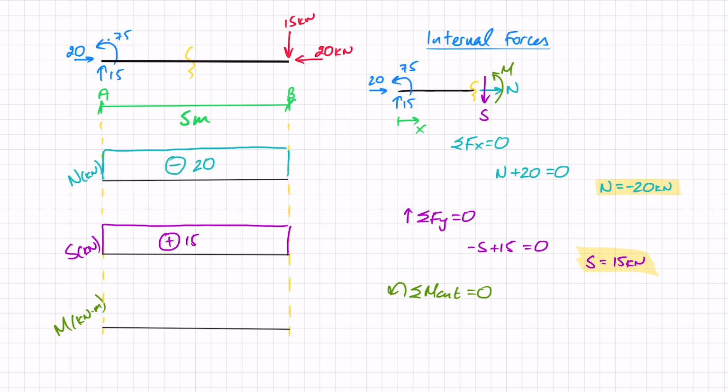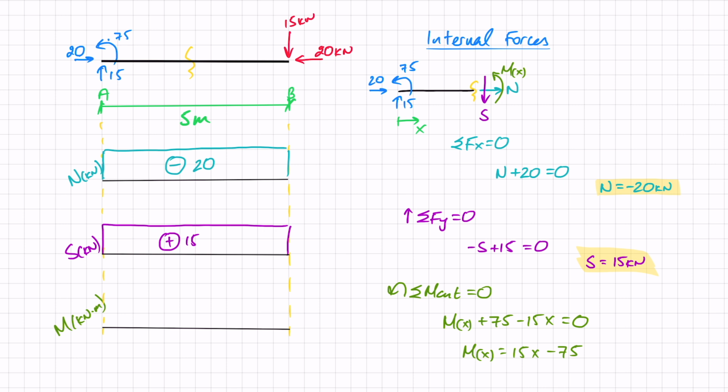We've got our moment, okay, should probably add this as a function of x, M(x), and then I've got that moment that I have at support A, which is positive, so plus 75. And then I've got the reaction force of 15, contributing a negative moment, so minus 15 times x, and that's all that contributes to a moment, so that equals 0, and therefore M(x) equals 15x minus 75.